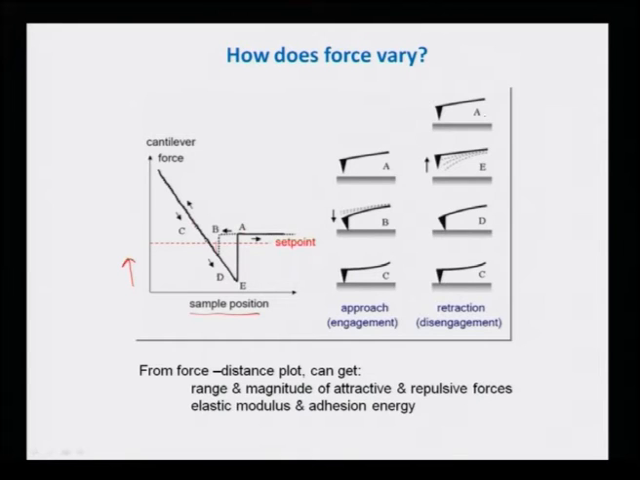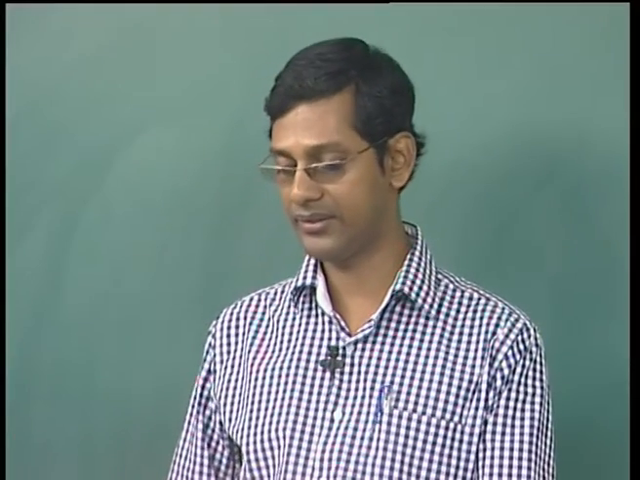So, this is position C, which is exactly at the contact point. D is basically where it has gone up, so the force has decreased. At E it has decreased, at A it has gone up, and this is the set point here. So, depending on the kind of disengagement and engagement, the forces on the cantilever beam vary.